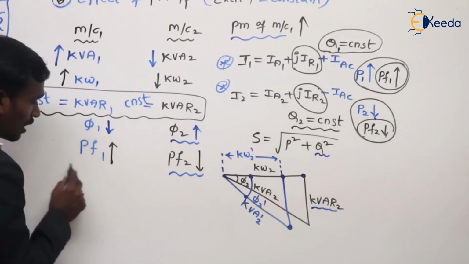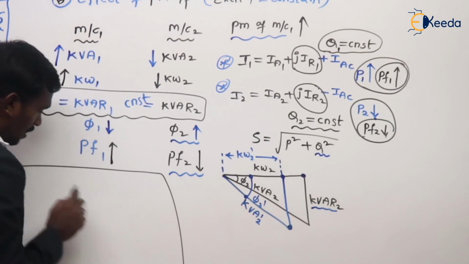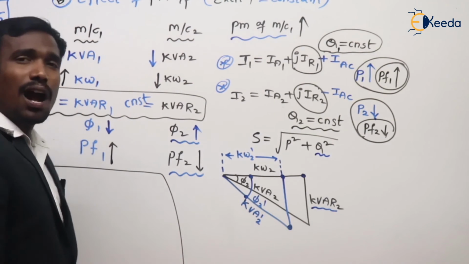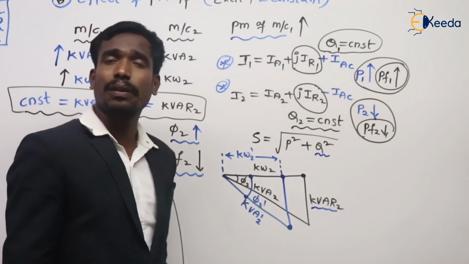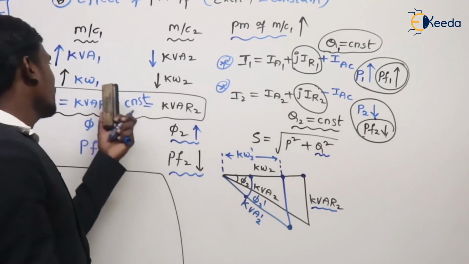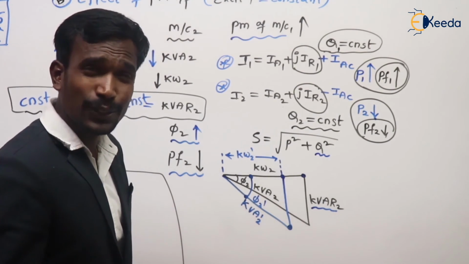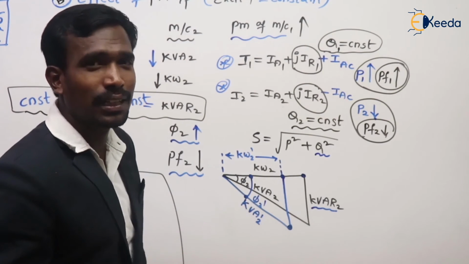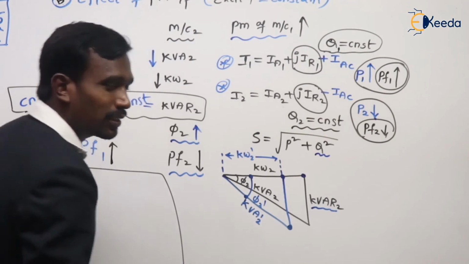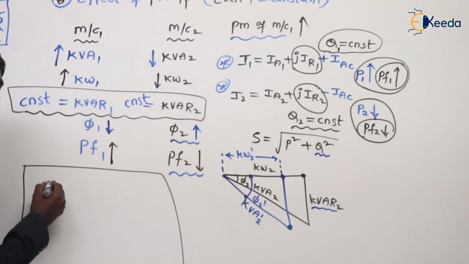Now you have to draw for machine 1. Pause the video and draw the diagram for machine 1. Check whether these values are correct or not. Are you doing it or not? Okay, completed?